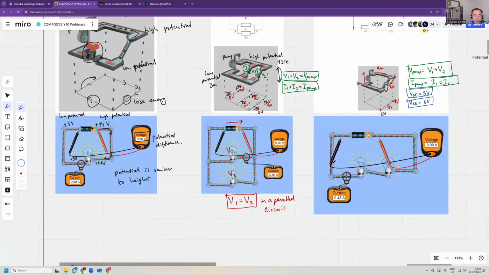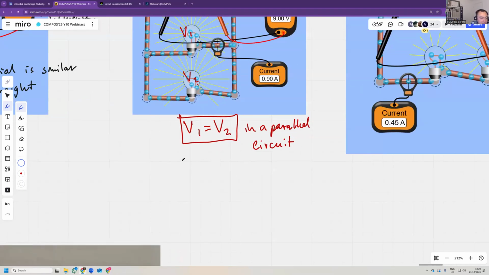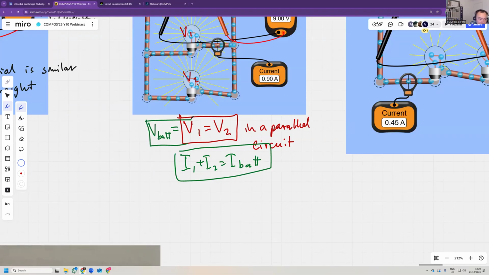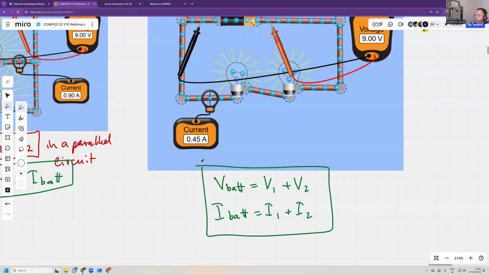So in a parallel circuit, V1 is equal to V2. Current 1 plus current 2 is equal to current on the battery. And the same here is equal to the battery. Now for the series circuit, the voltage on the battery is equal to V1 plus V2, and the current in the battery is equal to current 1 plus current 2. Lovely.